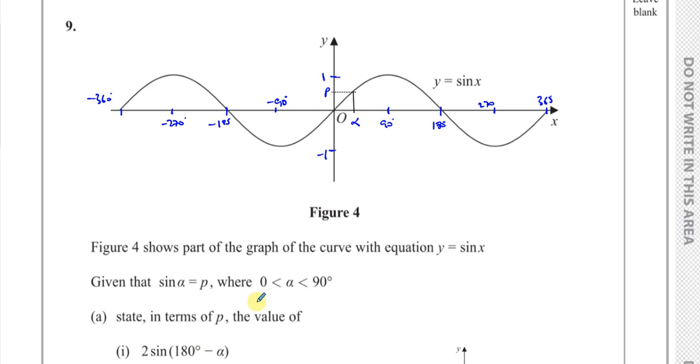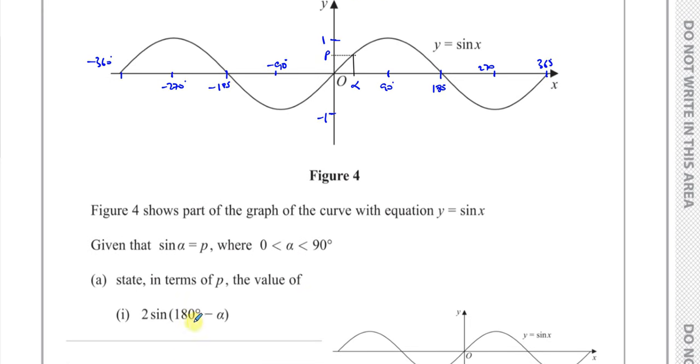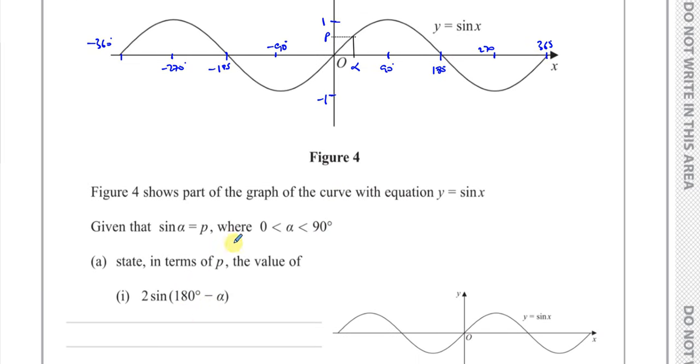Now it says state in terms of p the value of 2 times sine of (180 minus alpha). This kind of question we can deal with in terms of transformations of the point here. The problem is that this is a combination of transformations. What's happened to the alpha? It's multiplied by -1 and 180 is added to it, and this is inside the function, so there's a particular order you have to go by. It can become a bit complicated. So the easiest thing to do, I think, is to try to pinpoint where the angle 180 minus alpha would be.